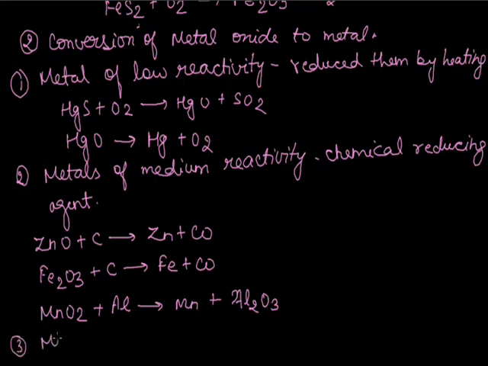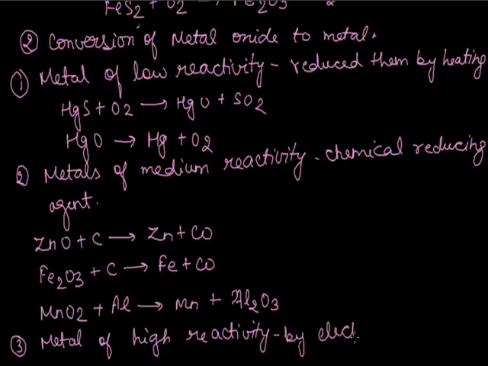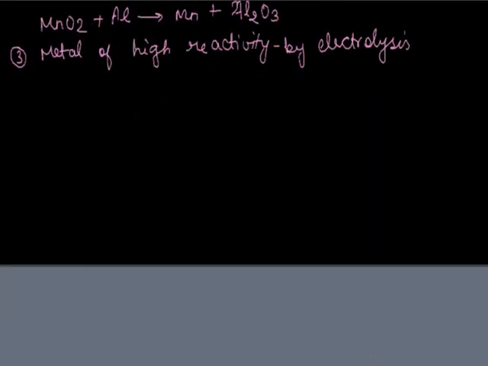Third one is metals of high reactivity. The oxides of active metals which are high up in the activity series are very stable and cannot be reduced by carbon or aluminium. These metals are commonly extracted by the electrolysis of their fused salts with suitable electrodes. This is called electrolytic reduction or reduction by electrolysis.